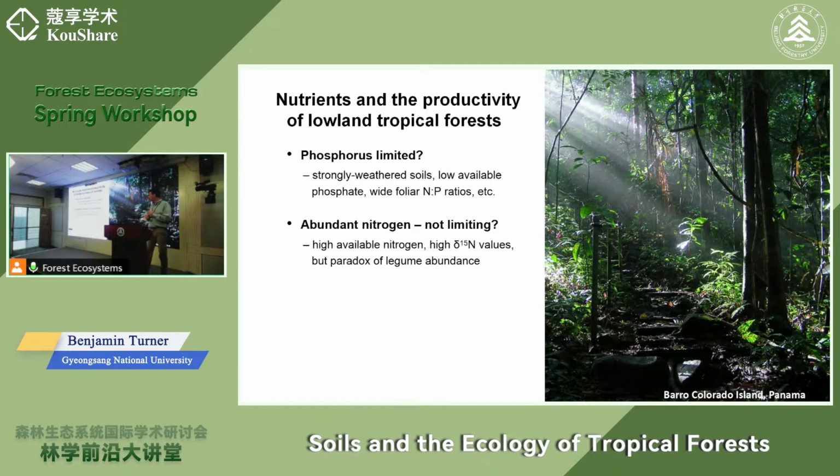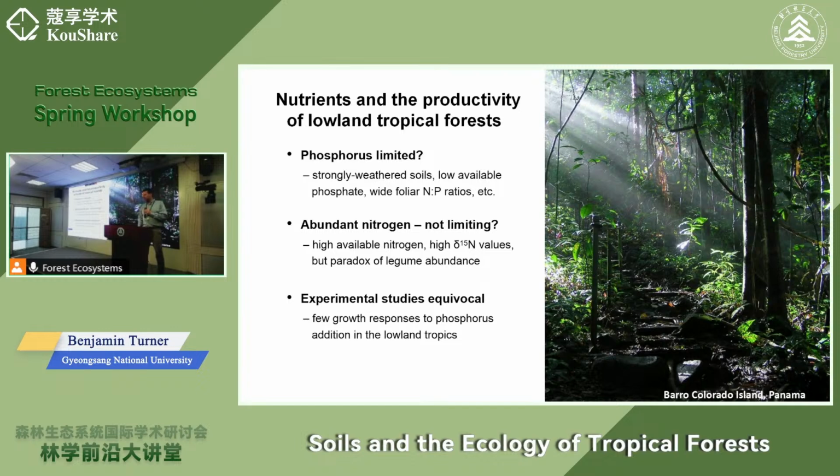But there are also questions about nitrogen. Nitrogen is assumed to be not limiting, but we have this paradox of legume abundance. There are many species and many stems, particularly in the neotropics, in the legumes, trees which have the capacity to fix nitrogen. So if nitrogen is not limiting, the question is why there are so many legumes in these forests. But surprisingly, the experimental evidence for this phosphorus limitation is really not there.